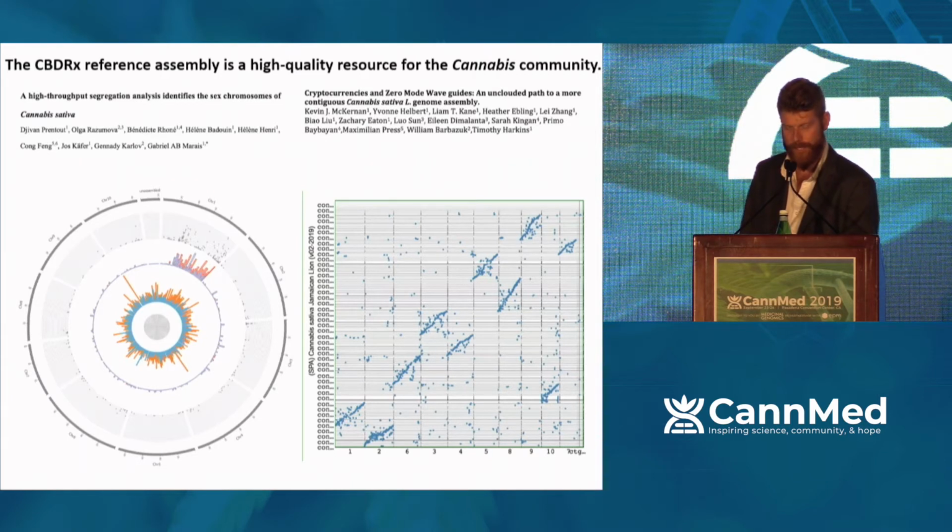There are now several whole genomes available for cannabis, and we can use them to cross-validate each other. On the right is a figure that Kevin McKernan presented yesterday in his talk. It's a syntenic plot of the Jamaican Lion assembly against the CBDRX assembly.